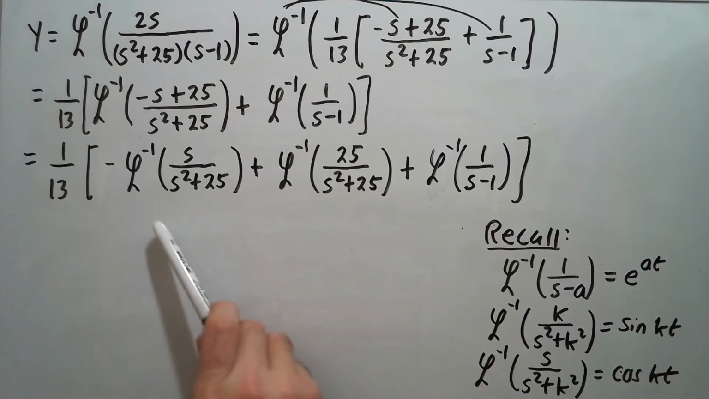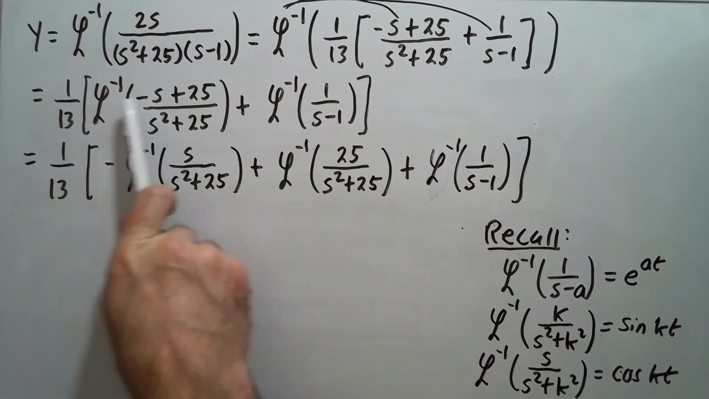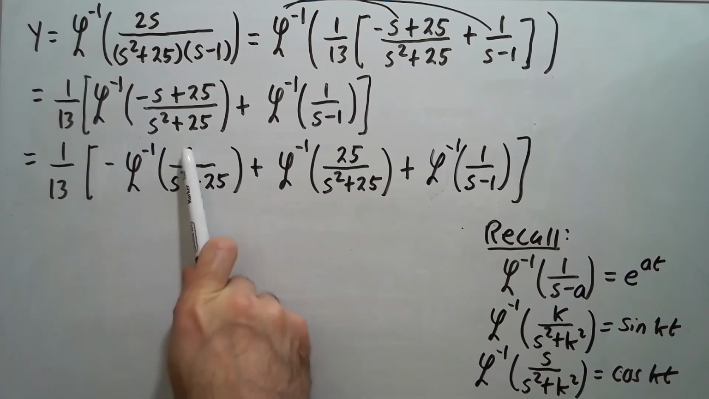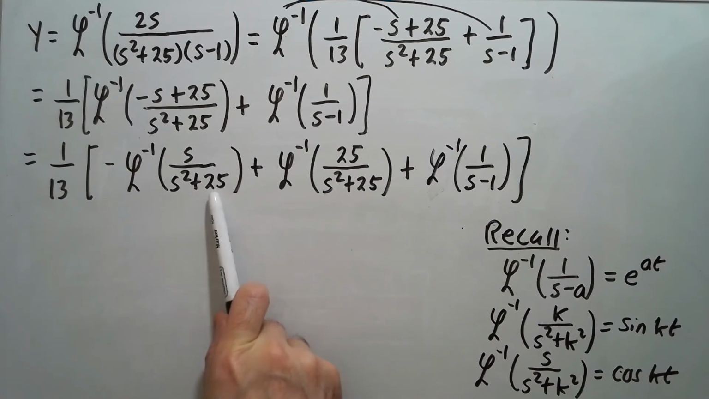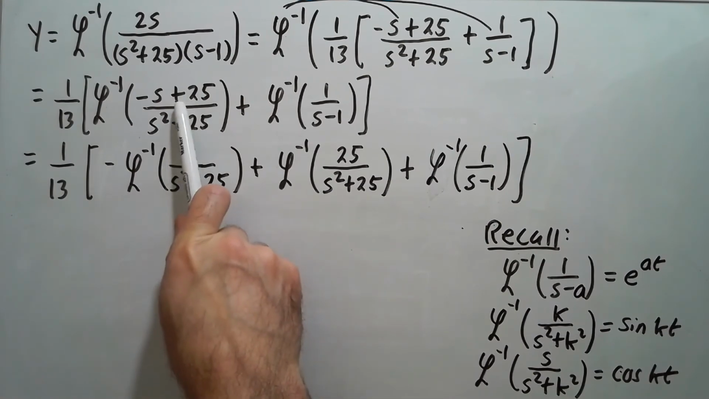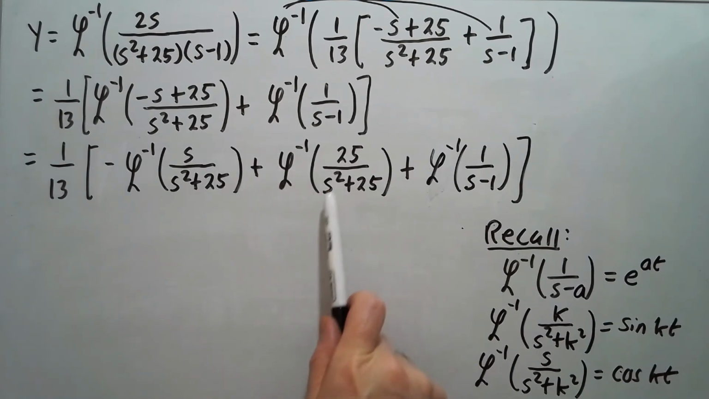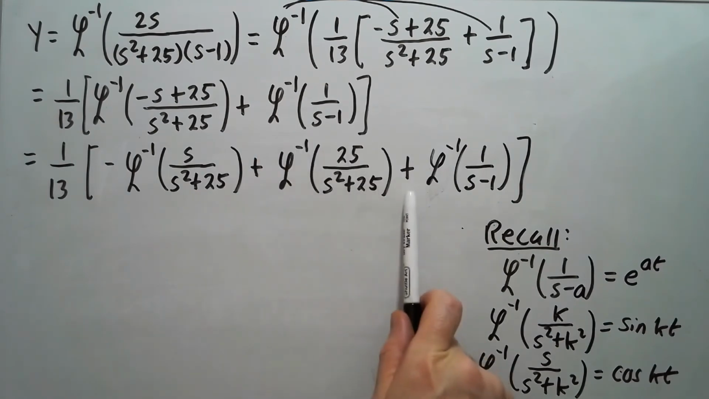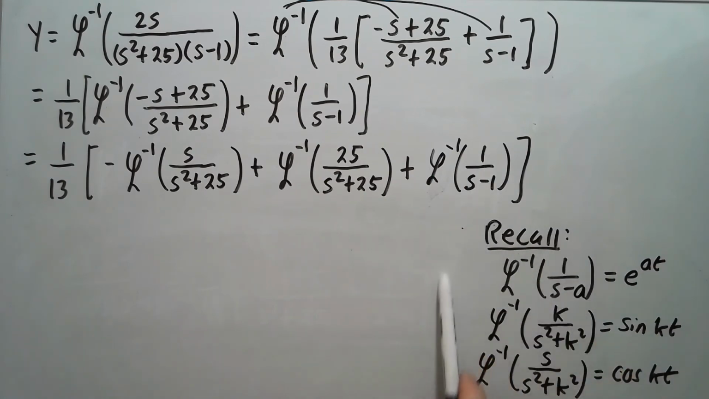Okay. So I broke this up, pulling the minus sign outside this one too. So it'll be Laplace inverse of s over s squared plus 25, with a minus, and then plus 25 Laplace inverse of 25 over s squared plus 25, plus Laplace inverse of 1 over s minus 1. And recall these things that we've proven in previous theorems. The Laplace inverse of 1 over s minus a is e to the at. Laplace inverse of k over s squared plus k squared is sine kt. And Laplace inverse of s over s squared plus k squared is cosine kt.